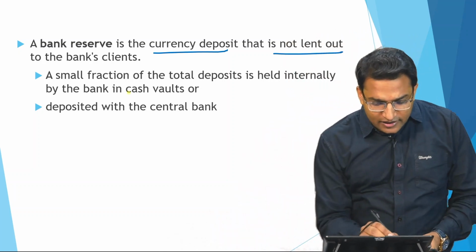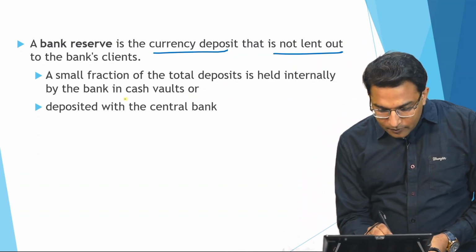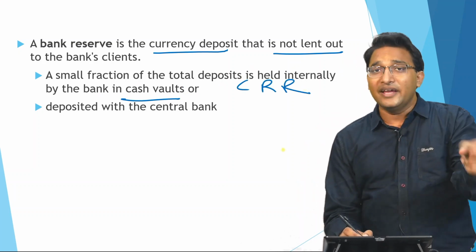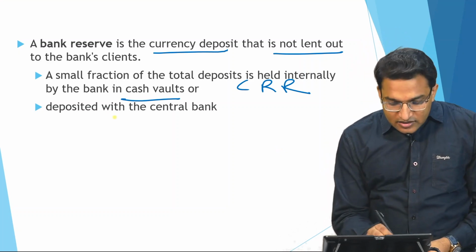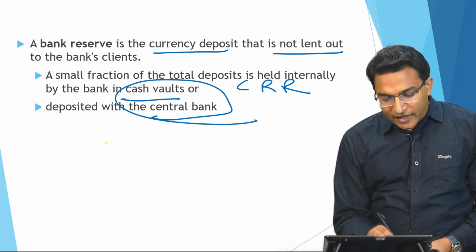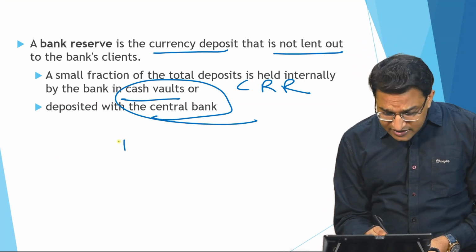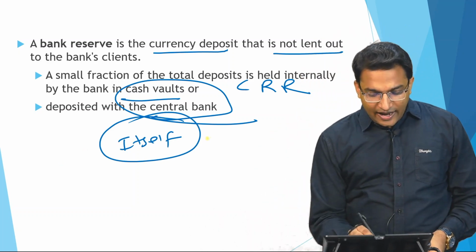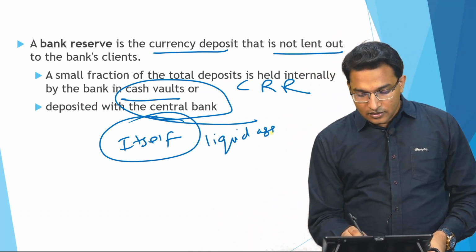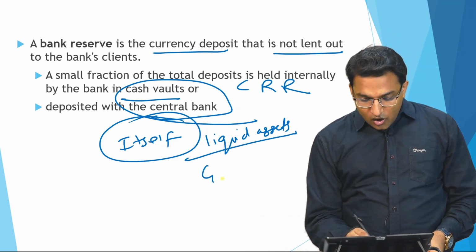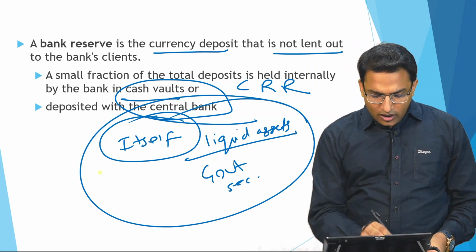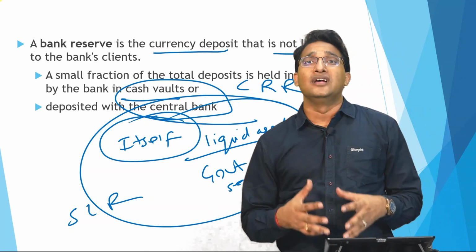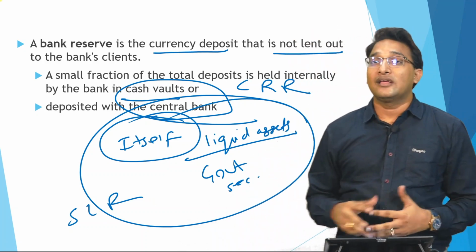Now there are two types of reserve. One is some amount which is kept in the form of cash, which is called CRR. This is kept with the central bank, in case of India, the Reserve Bank of India. And some amount is kept with the bank itself, held in the form of liquid assets, the most prominent form being government securities. This amount is called SLR, statutory liquidity ratio. I am discussing these concepts because they have been referred to in the question.